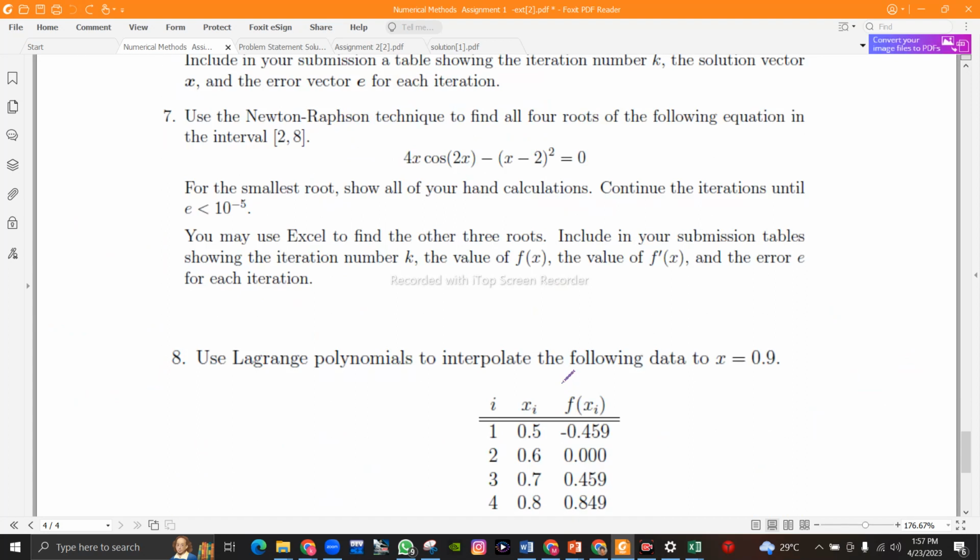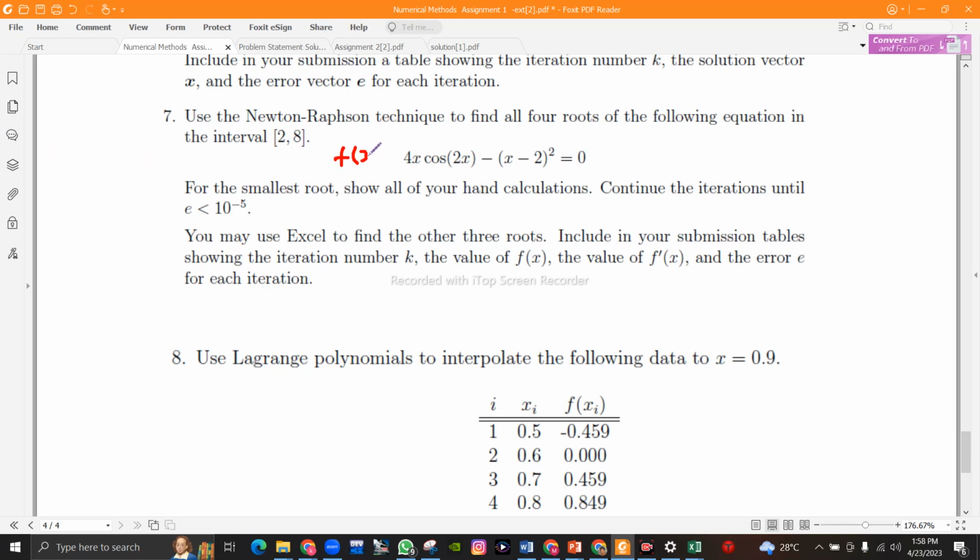We are asked to use Raphson Method to find all four roots of this equation. We know what Raphson method is all about. It's all about the function, which is f of x equals 4x. Okay, let's just call this f of x. I don't need to write it again. This is our f of x.